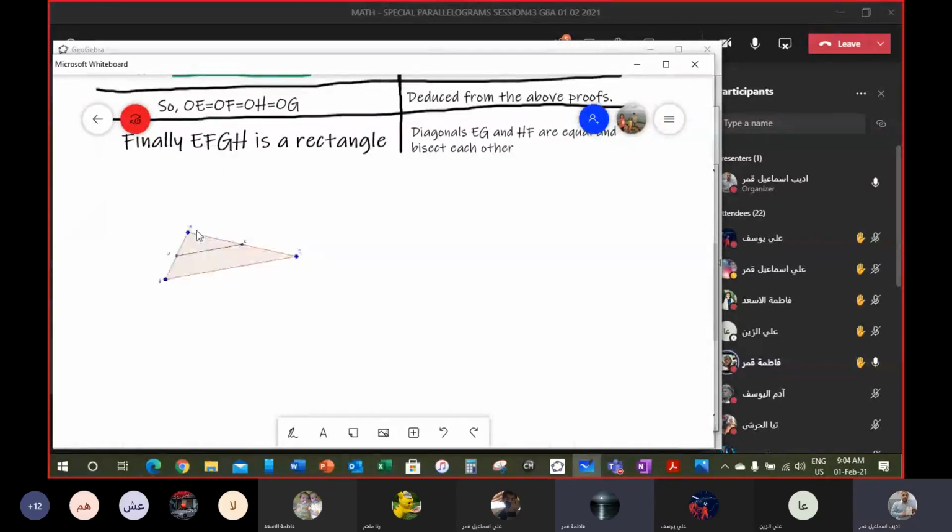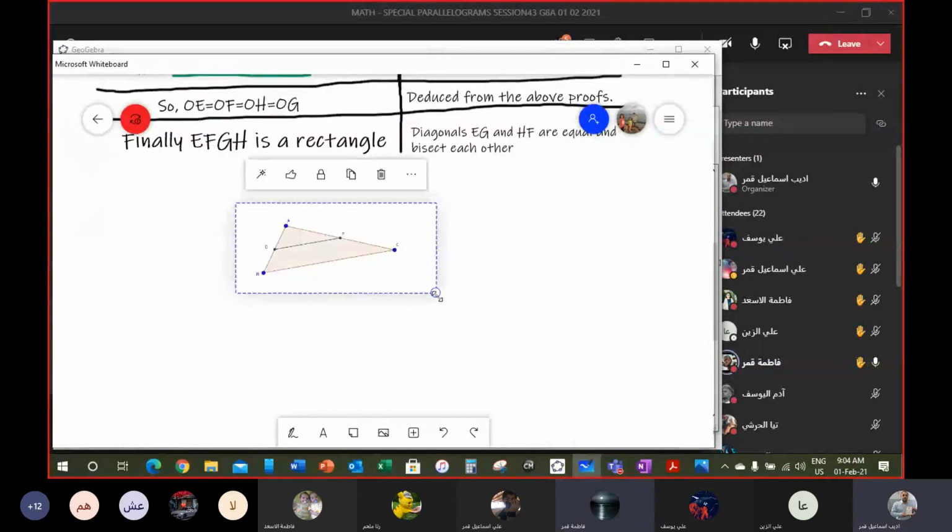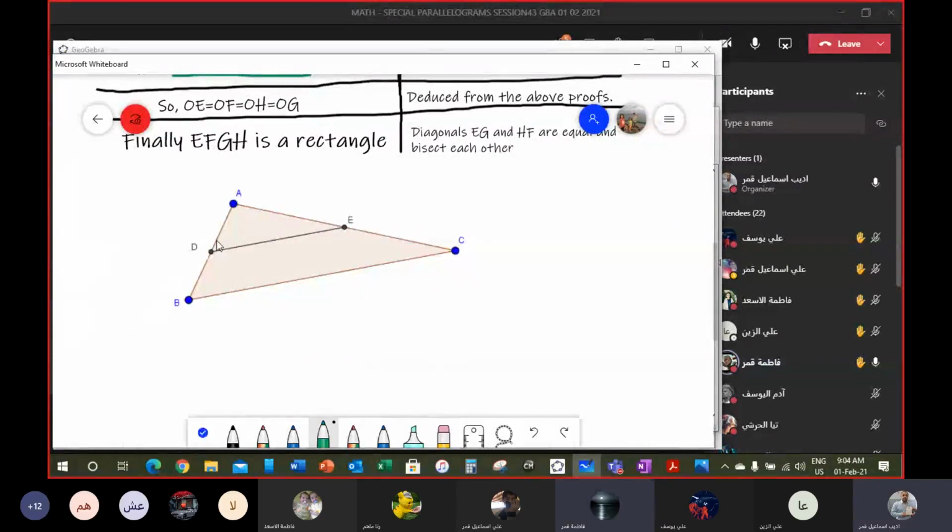Like we have in this figure, ABC is any triangle. D is the midpoint of AB. E is also the midpoint of AC. Then, as Ali said, the line DE is parallel to line BC and segment DE equals BC over 2. Okay?